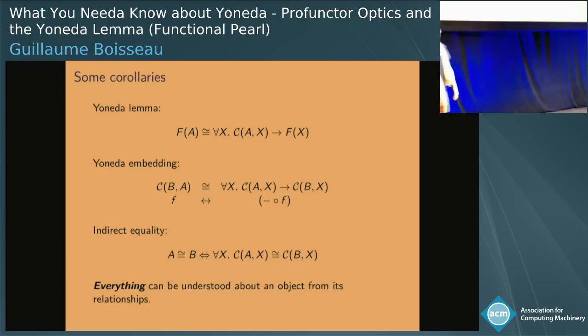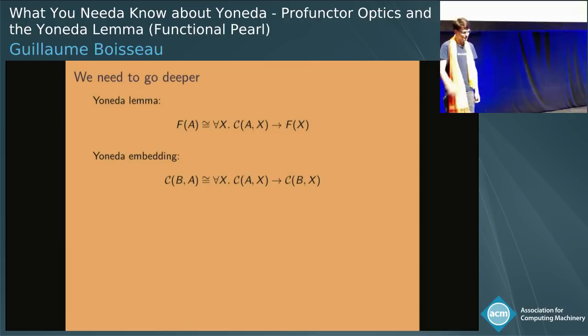And in what follows, I will introduce a slightly different corollary of the Yoneda lemma and then use it to derive the infamous profunctor optics. So we need to go deeper.